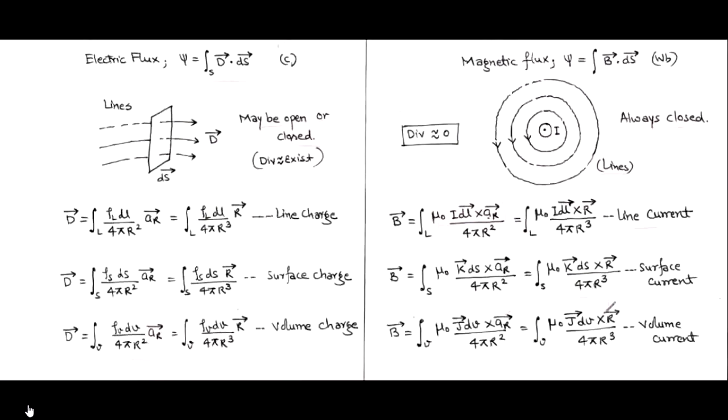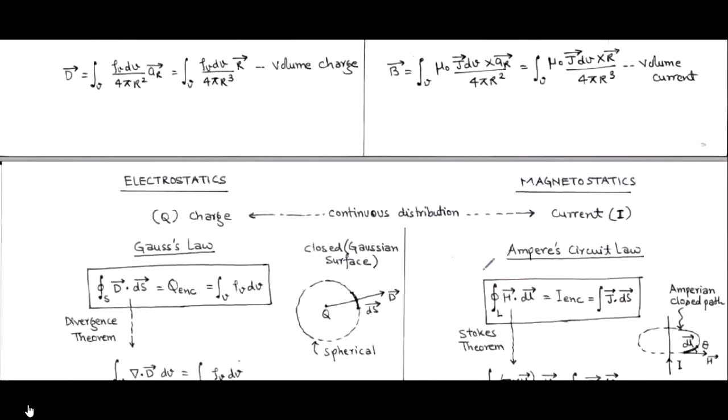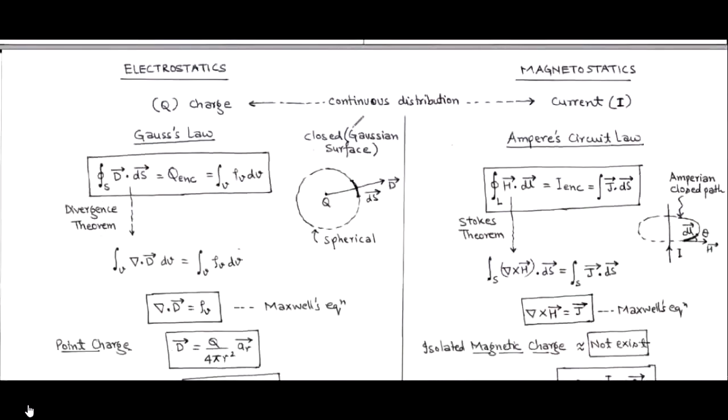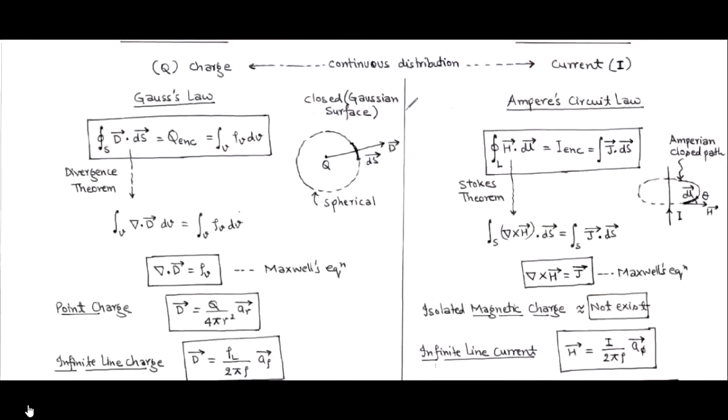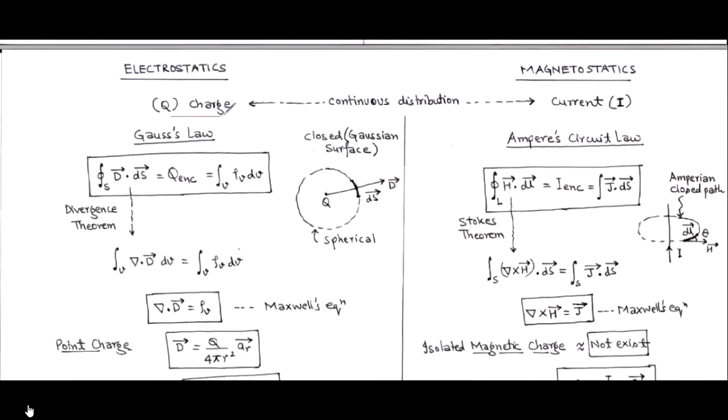The next difference is based upon a continuous distribution. In electrostatics, there is a continuous charge distribution, that is Q, and in magnetostatics, there is a continuous current distribution, that is capital I. So for this, in electrostatics, Gauss's law is used, and in magnetostatics, Ampere's circuit law is used.